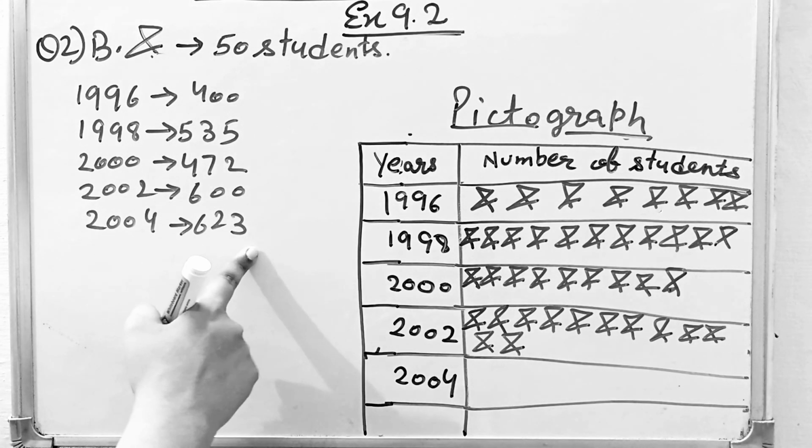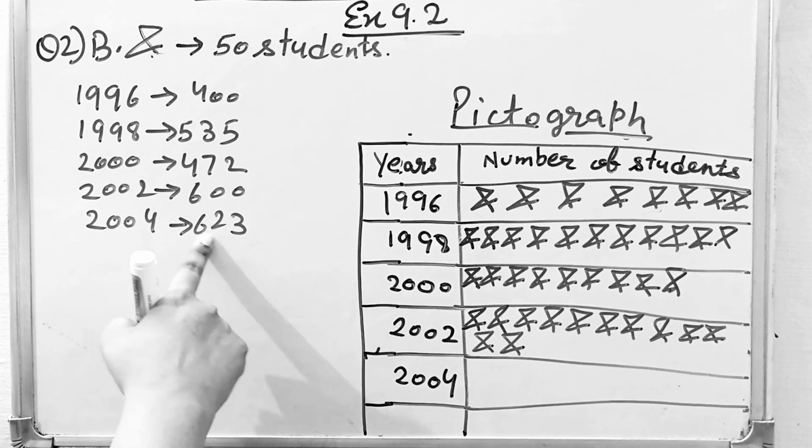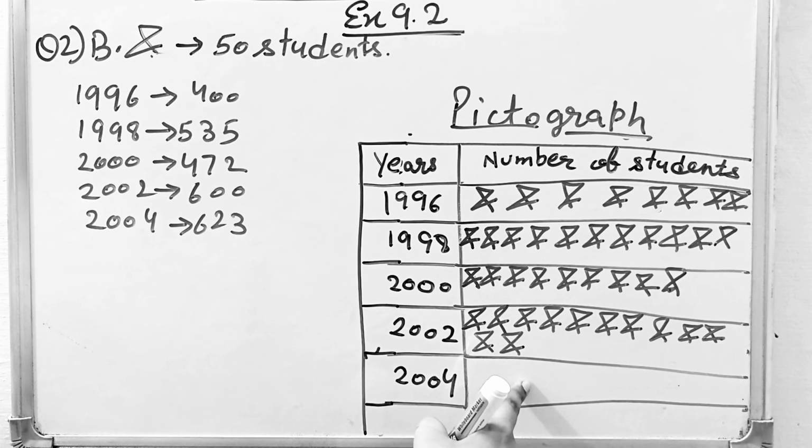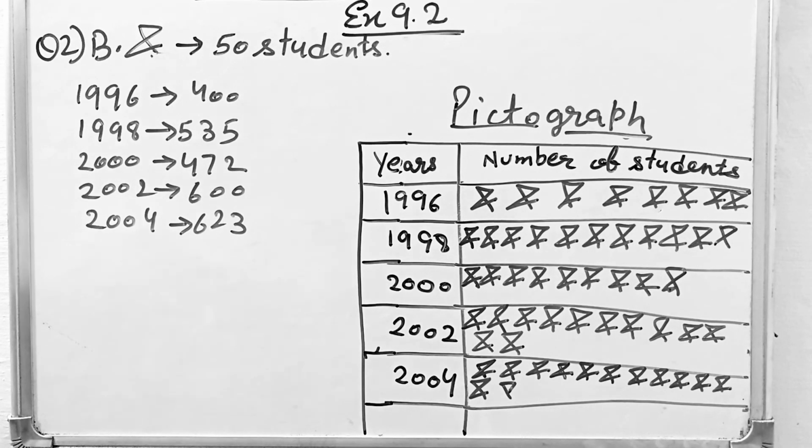In the same way, you will draw for 623. So for 600, again you have to draw 12 symbols, and then for 23, one incomplete symbol we have to draw. Hence, this will be our final pictograph with the representation of 50 students by one symbol. Right? Here for 23, I have drawn this incomplete symbol. I hope the concept how to draw a pictograph is all clear.